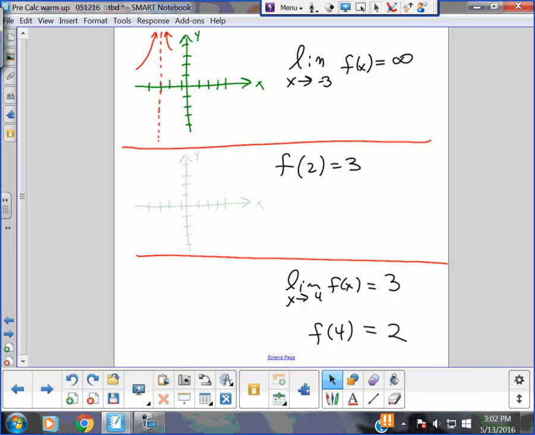All right, is f of 2, 3. F of 2, 3. There was 10 points. I had f of 0 equals 0.